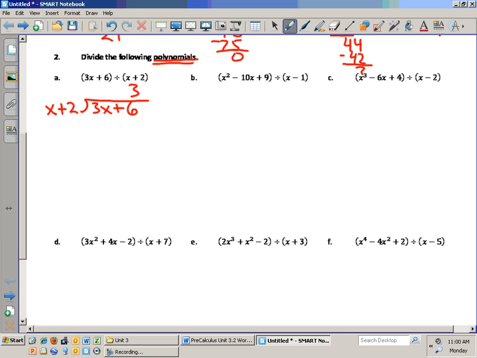See how these are the same? They're both constant. Now you multiply back through, just like we did before. 3x plus 6, when you multiply it back through. Subtract them, and I get 0. So if you take x plus 2 and divide it into 3x plus 6, you get 3 as your result. So 3 is the answer.